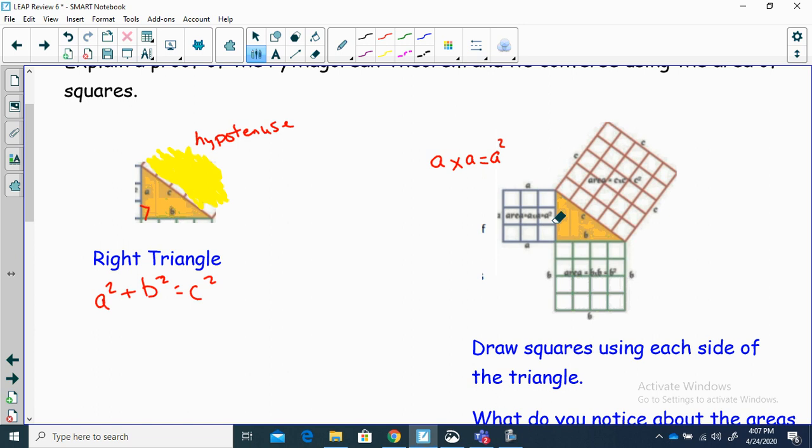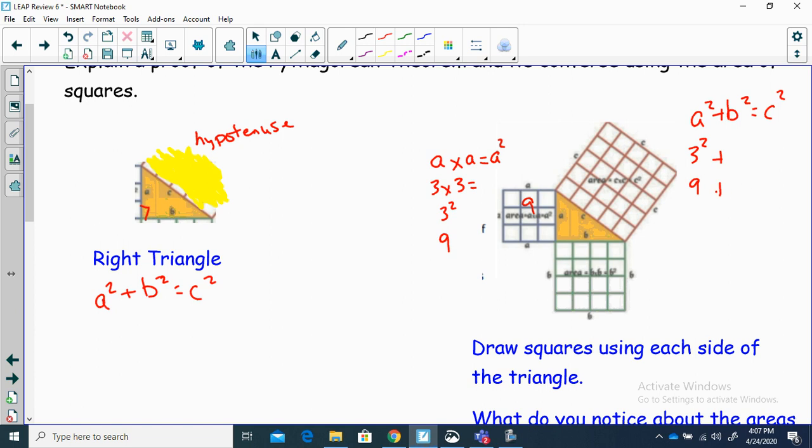In this case, this side length is 3. That's 3 times 3, which would give you 3 squared, which would give you 9. The area of this is 9. Count your squares: 1, 2, 3, 4, 5, 6, 7, 8, 9. So if we're doing the Pythagorean theorem, a squared plus b squared is equal to c squared, our a squared is 3 squared, which is 9.